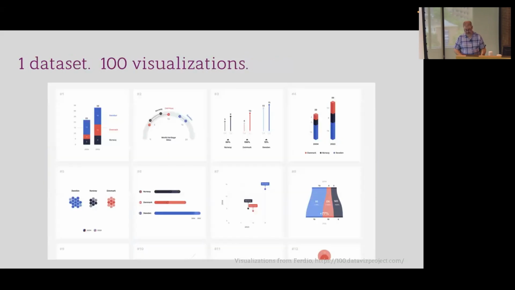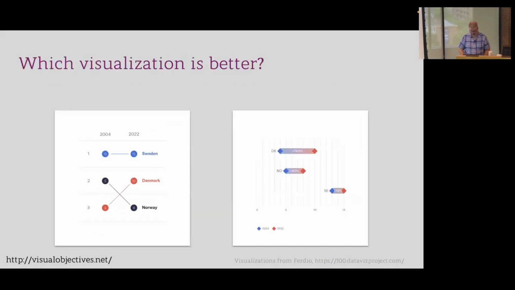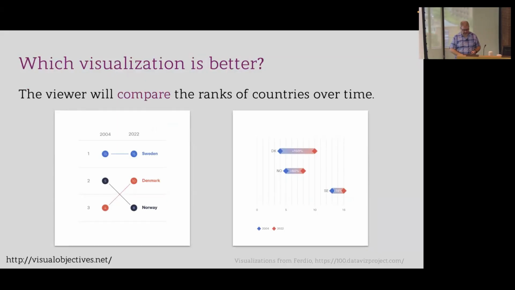And I mentioned that we use multiple choice questions. So this is another example of one data set being visualized in 100 different ways. So this is 3 different countries and some statistic about them being visualized in different ways. And so we might have a choice, right? Which visualization is better? So I might have a specific learning objective, like the viewer will compare the ranks of countries over time. So we have Denmark, Norway, and Sweden. Which visualization do you think is better for the viewer will compare the ranks of countries over time?